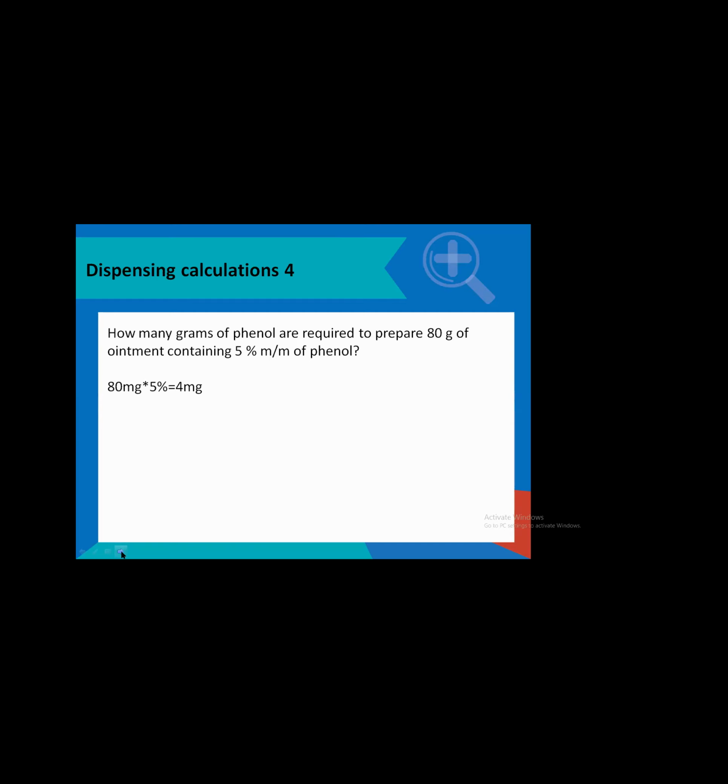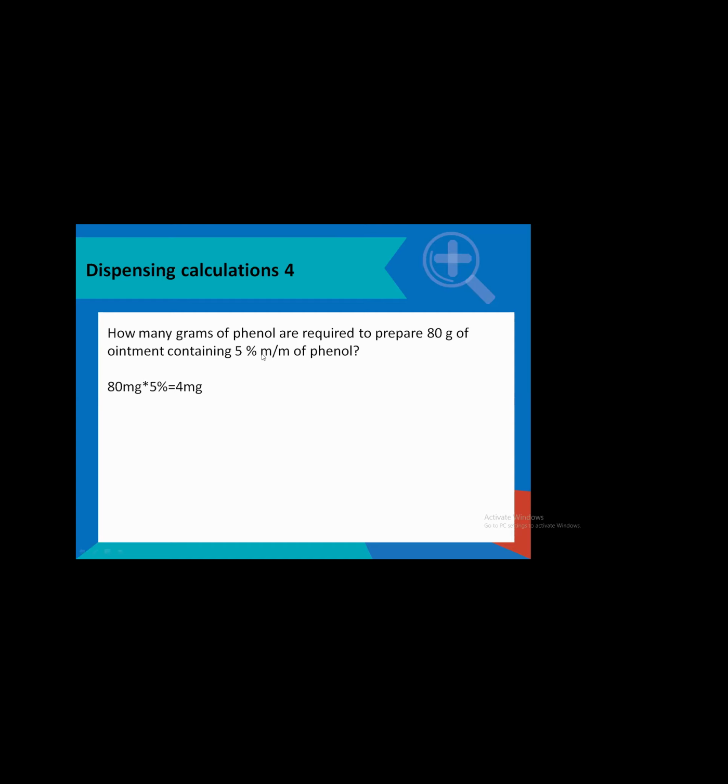So now, it says how many grams of phenol are required to prepare 80 grams of ointment containing 5%. Here, the total is 80 gram. The total mass of the final product is 80, but within that 80, 5% is phenol. So you need to be very careful. You need to first establish the total mass of the final product, because only then will you be able to know how much of the active ingredient you put in and how much of the base you put in.